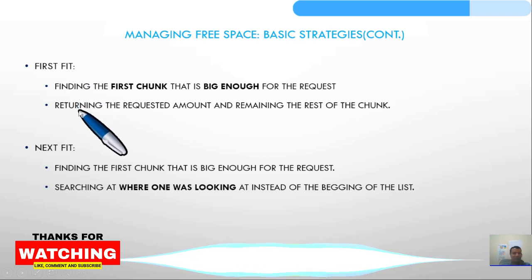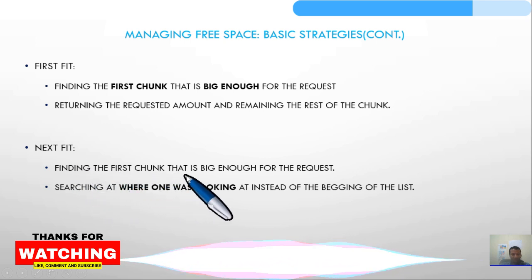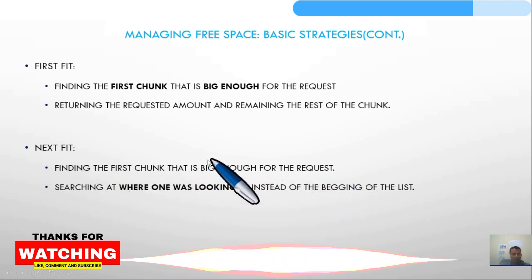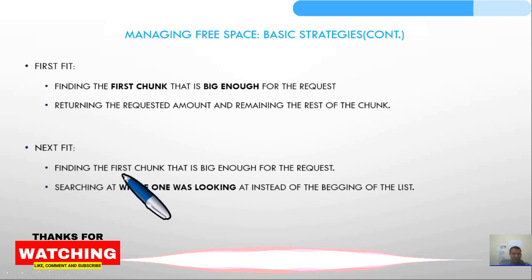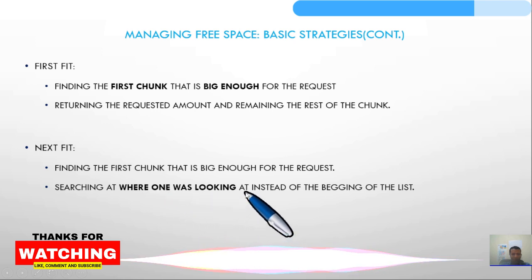The first fit finds the first chunk that is big enough for the request, with no need to travel all the memory addresses. Once it finds a big enough memory location, it will assign it, returning the requested amount and keeping the rest of the chunk. Next fit also finds the first chunk that is big enough for the request. This is the next fit. It searches starting where it was last looking, instead of the beginning of the list.